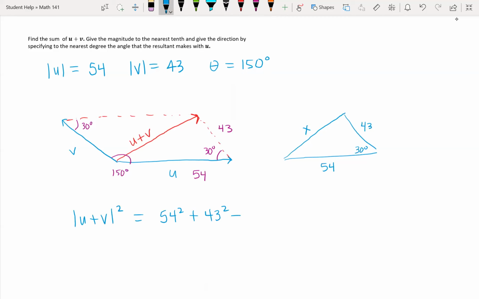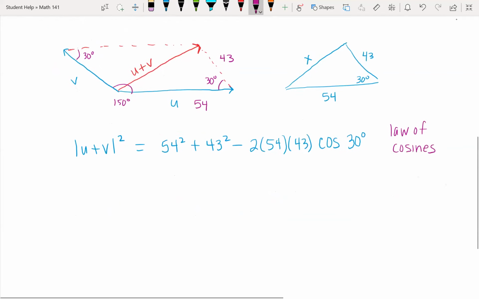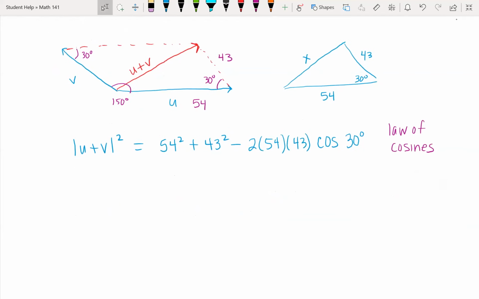And then I subtract 2 times the two sides multiplied together times the cosine of the included angle, so times the cosine of 30 degrees. This is the law of cosines. So let's type that in the calculator. And what we actually want to do is take u plus v, which will be the total magnitude, and we'll take the square root of this whole quantity.